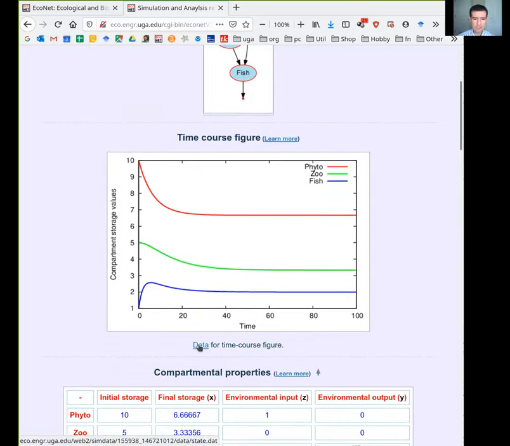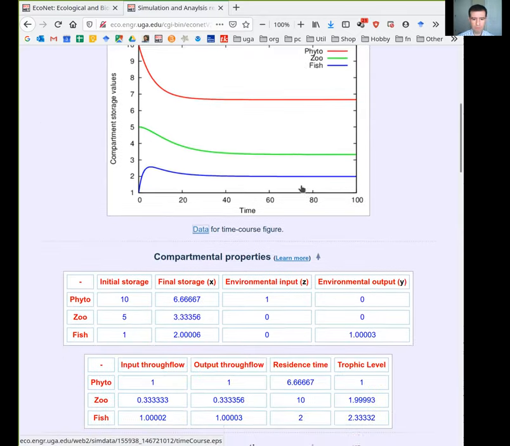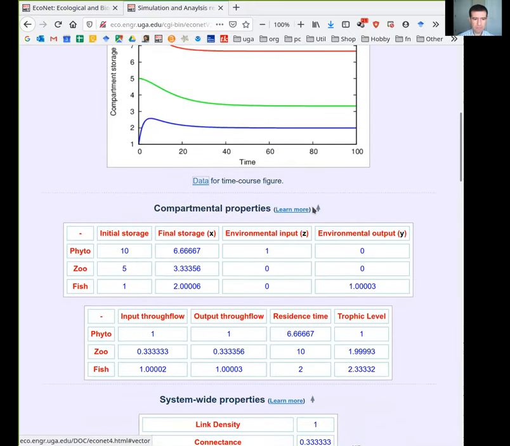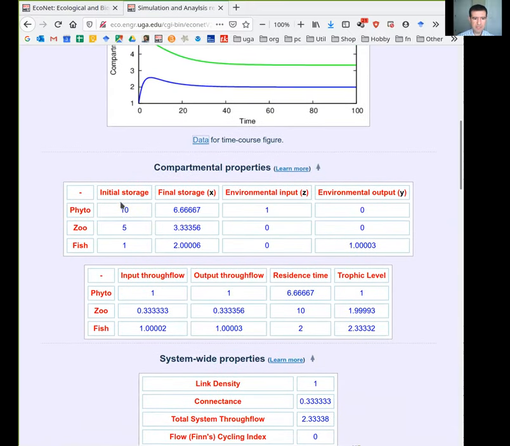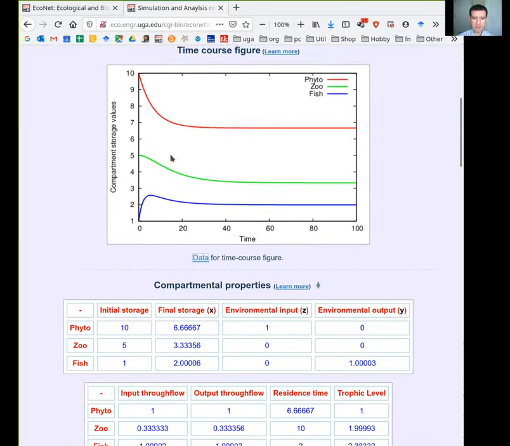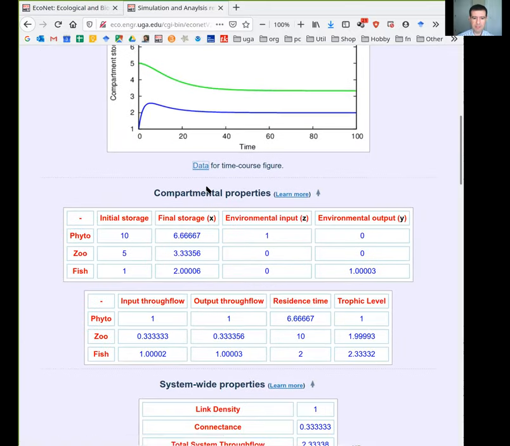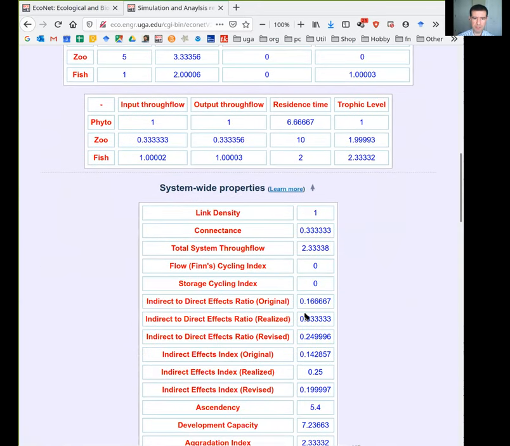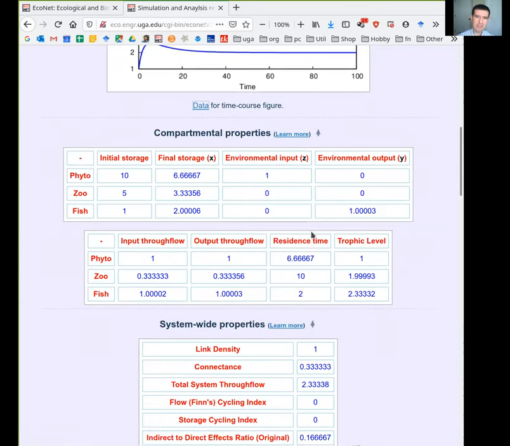And if you'd like to create another figure, you can just click on this. It will give you the data. Again, it asked me what to do with this text file. It's just a text file that contains all of this data that you can use in any other software to form that graph. So these are the initial storage values of each compartment. So how is this organized? There are compartmental properties, system-wide properties, and matrix properties.